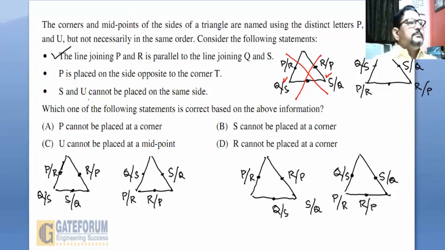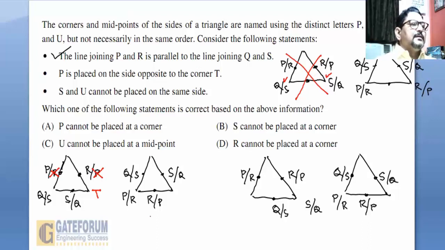Looking here, P is placed on the side opposite to corner T. See, P can be here. Whether P is here or whether it is here, P is on the side opposite to T, right? So this is perfectly valid. Let us look here. See, had P been here, then T can never be positioned. So obviously P is not here. Hence R is not here. If this is P, then this is P. So the red colors indicate what is happening due to the second point.